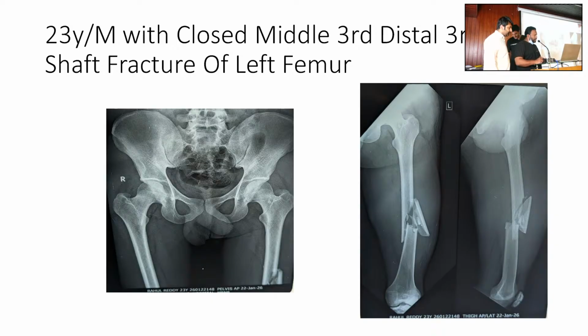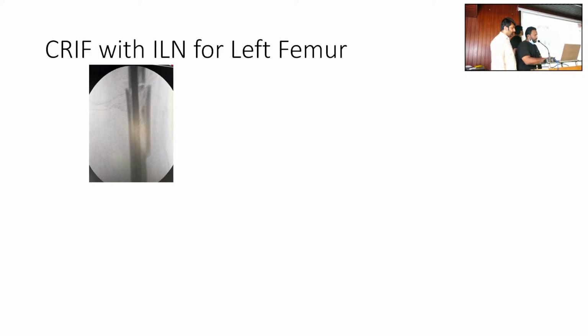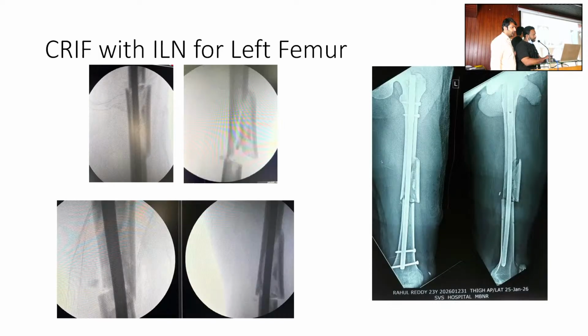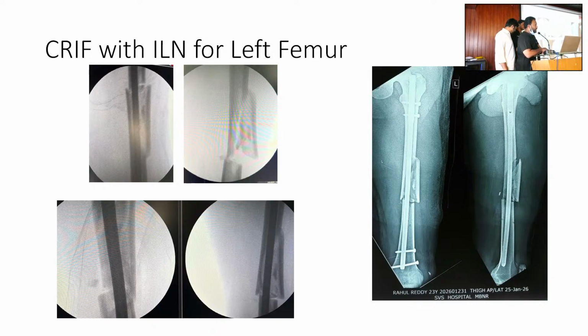A 23-year-old male with closed middle third, distal third shaft fracture of the left femur, sir. We have done closed reduction with interlocking nail for the left femur, sir. What about the fragment? Butterfly fragment, sir. The chance of union is there. You didn't open this at all, right? Did you open this area? We have opened it and tried to push the fragment, sir, but it was not holding, so we just left it like that.